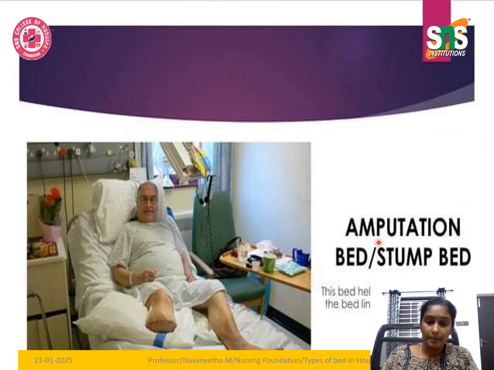The next one is the amputation bed. After amputation, there is removal of one of the limbs. After removing any limb, to take off the bed linen weight and support, we use this amputation bed.